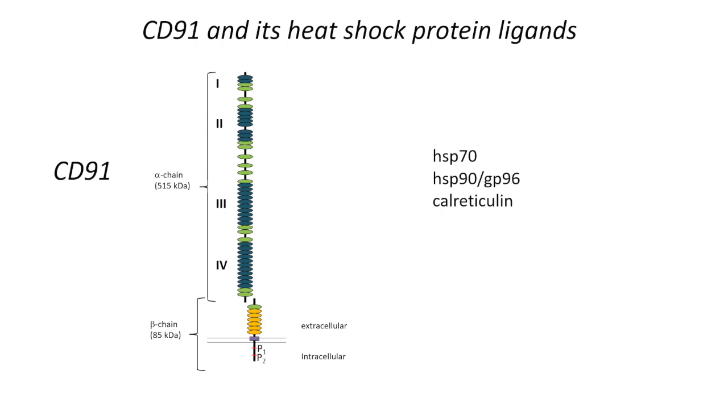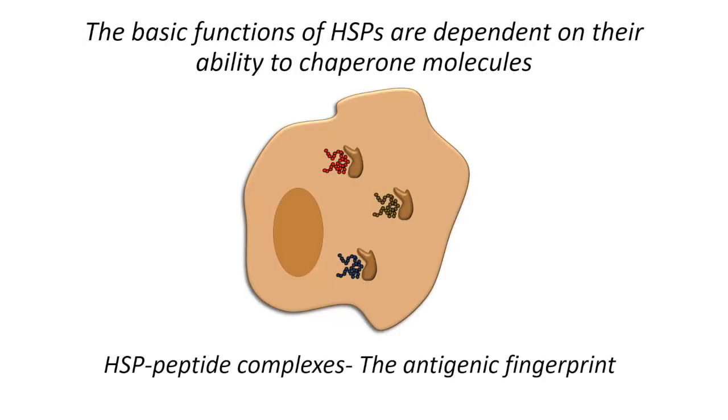On the right are listed three ligands of CD91, which are molecular chaperones and members of the heat-shock protein family. These are heat-shock protein 70, heat-shock protein 90, and its paralog GP96, and calreticulin, which interact with various ligand binding domains of CD91. These heat-shock proteins are chaperones of peptides inside cells. The peptides are generated by turnover of proteins and therefore represent the antigenic fingerprint of the cell.